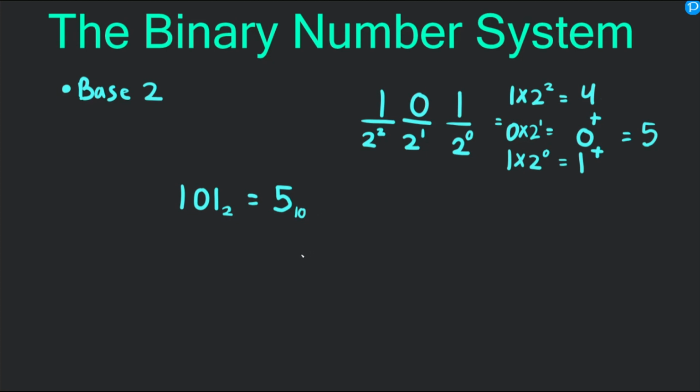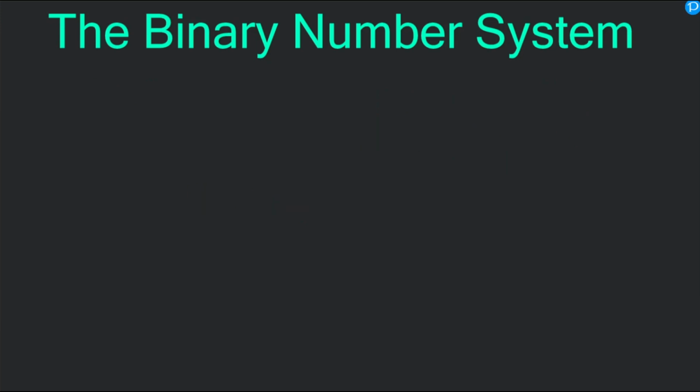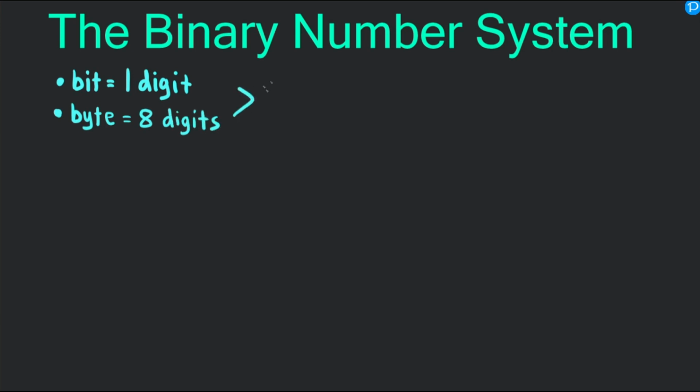Let's try another example. Within the binary number system, some common terminology that you will run into is bits and bytes. A bit is 1 digit. A byte is 8 digits. Therefore, there are 8 bits in 1 byte. Let's try a number that is a byte long. So we are going to use 8 digits, or 8 bits.